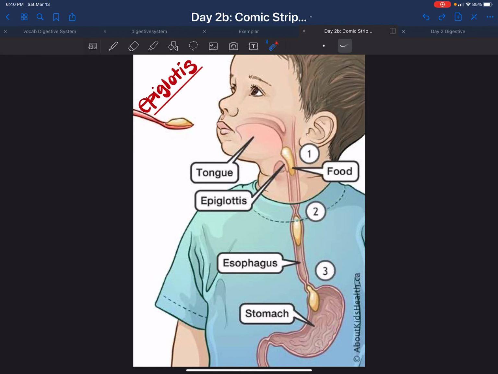Here's our epiglottis. Here's a good example of a piece of food coming down. The epiglottis flap is open so that it can pass down. And here it's contracting, and we learned that it contracts in the esophagus and in the stomach, and it also does in the small intestines.